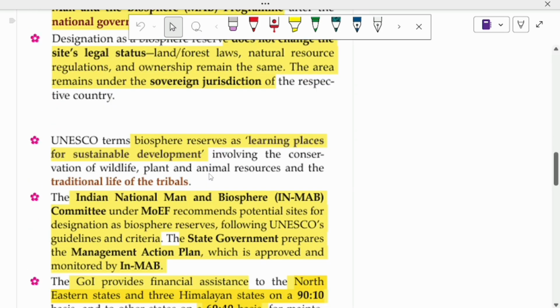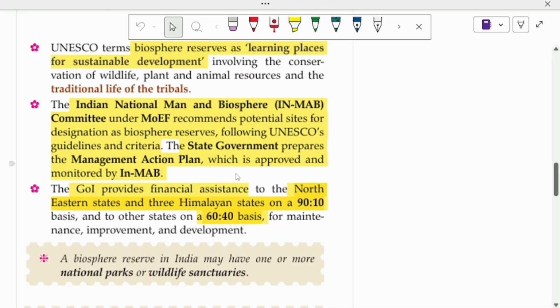UNESCO terms a Biosphere Reserve a learning place for sustainable development, involving the conservation of wildlife, plant and animal resources, and the traditional life of the tribals. The Indian National Man and Biosphere Committee under the MoEF recommends potential sites for designation as biosphere reserves following UNESCO guidelines and criteria. The state government prepares the management action plan.